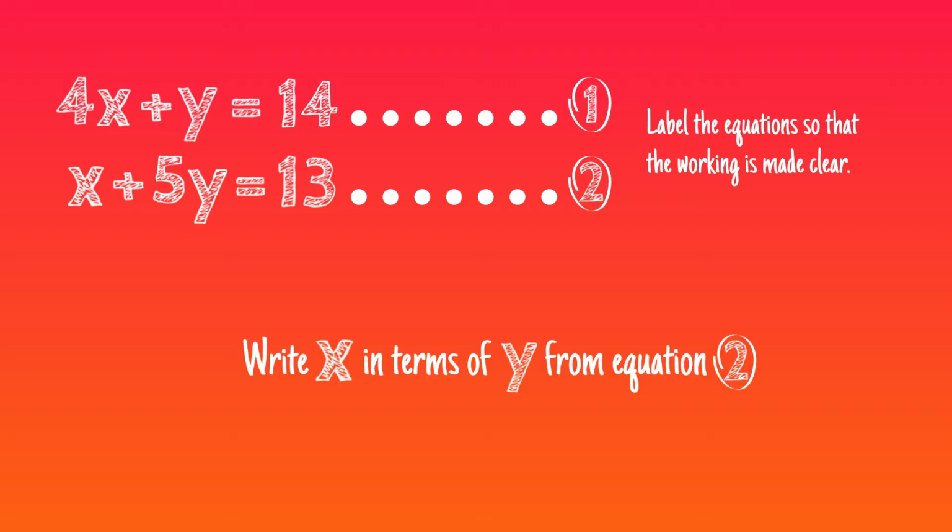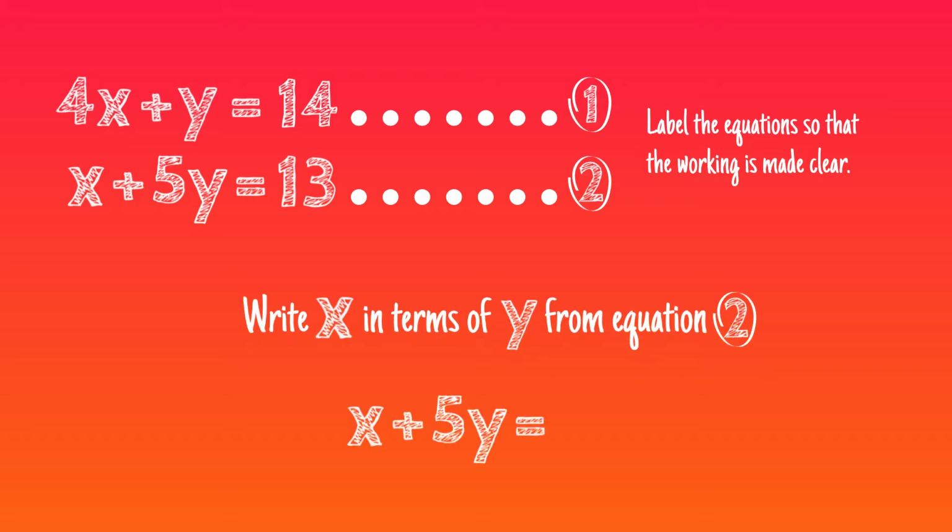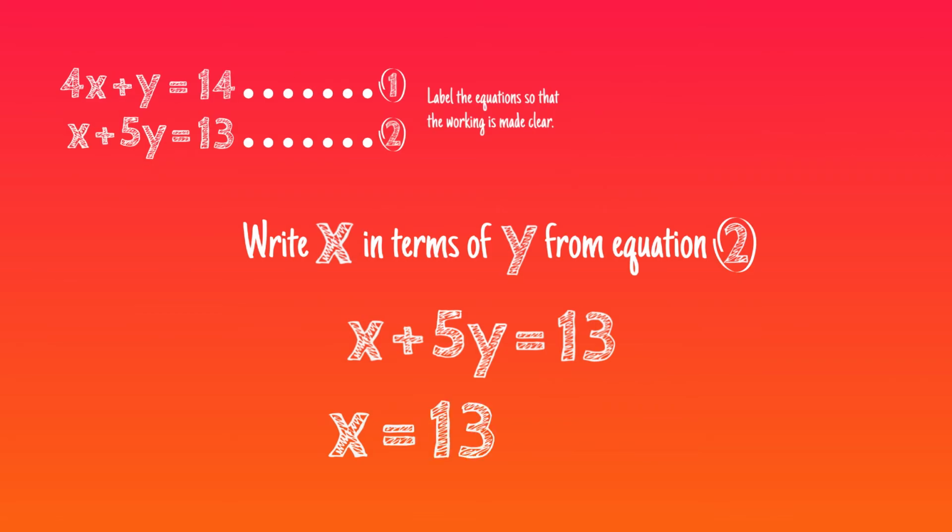Now we are going to write x in terms of y from equation 2. Equation 2 reads x plus 5y equals 13. So we are going to write x in terms of y. In other words, we're going to make x the subject of the formula. So x is equal to 13. We take 5y to the right of the equal sign and it becomes a negative. So it becomes x is equal to 13, take away 5y. So that's writing x in terms of y.